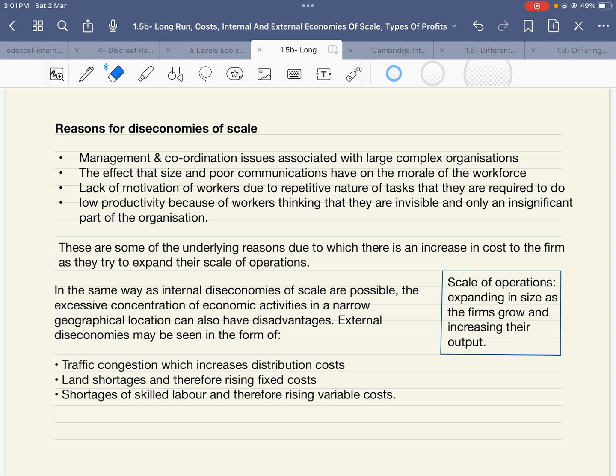Because if there's a shortage of skilled labor, the desired labor will demand higher wages that would ultimately add to the cost for the firm as their output increases. They would have to employ more people as they grow in their output, and if they are employing expensive labor, their costs will increase.